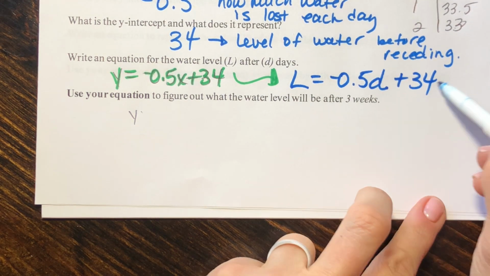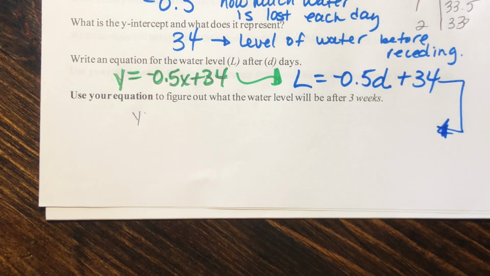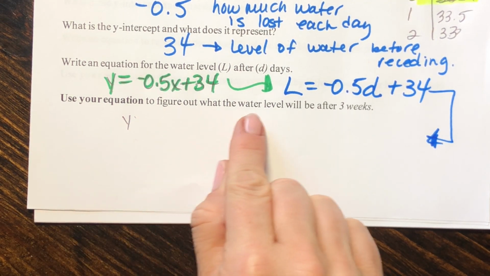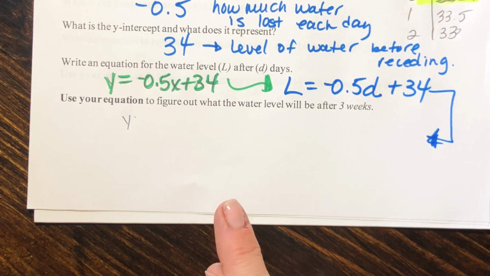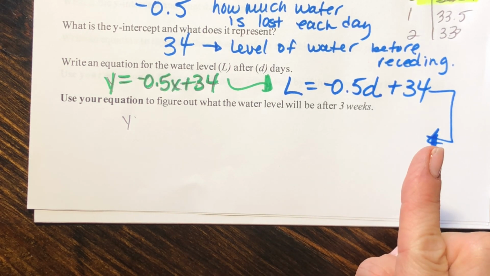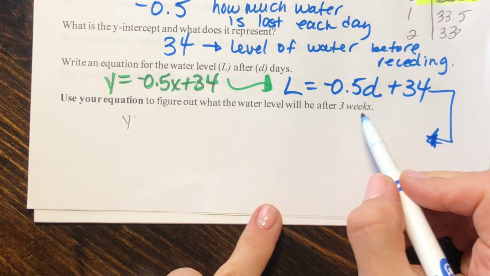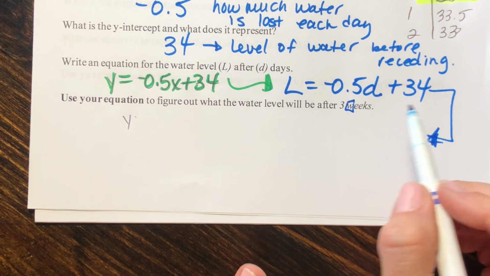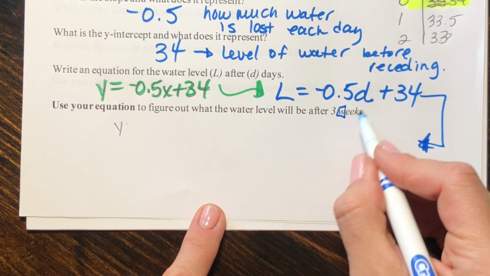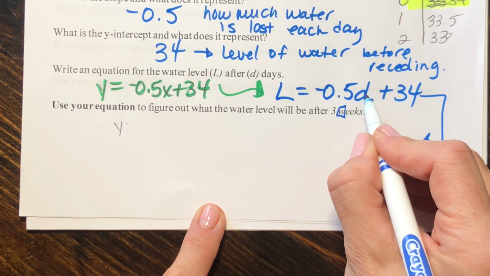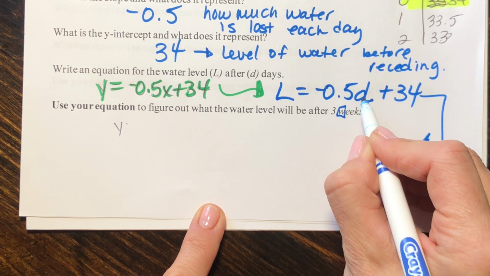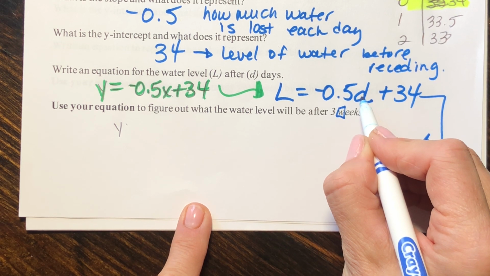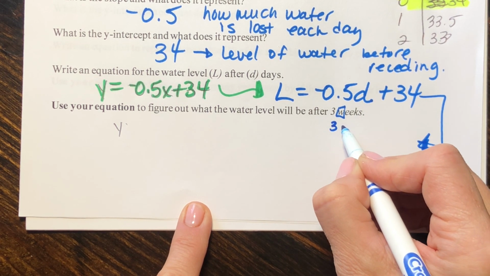Okay, you know it's a word problem. We're not done. Once you get your equation, you got to use it to answer this question. This is saying use your equation to figure out what the water level will be after 3 weeks. Well, I don't see a D for day, but I see a W for week. So I might have to do a little bit of math on the side here. I don't want to put 3 right there. If I put 3 in for D, that's going to tell me the water level after 3 days. How many days are in 3 weeks?